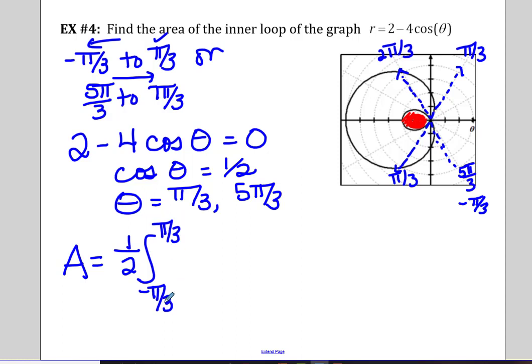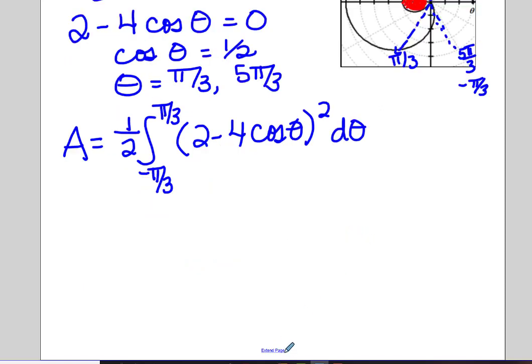So I'm going to choose to use negative π over 3 to positive π over 3. And (2 minus 4 cosine θ) squared dθ. In this case, I'm going to use my calculator and estimate that value with the definite integral.